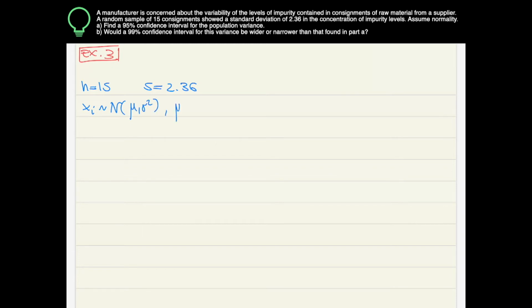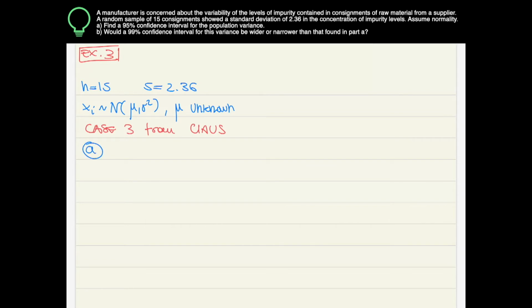We don't know the mean, unknown, and of course, we don't know the variance either, but in particular, we want to calculate a 95% confidence interval for the population variance. So this is clearly case 3 from Chau's. We're interested in this confidence interval around the population variance that we don't know. So this is point A.